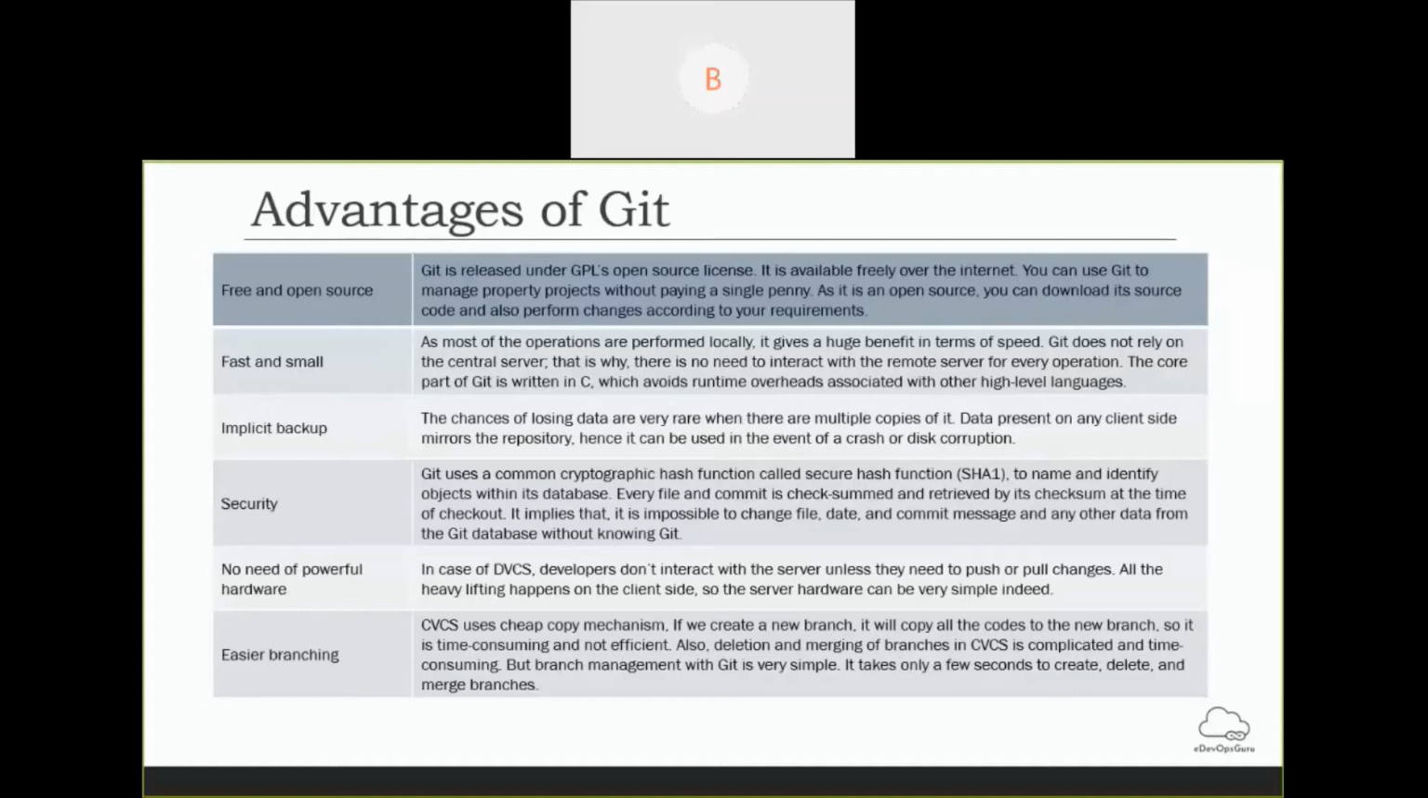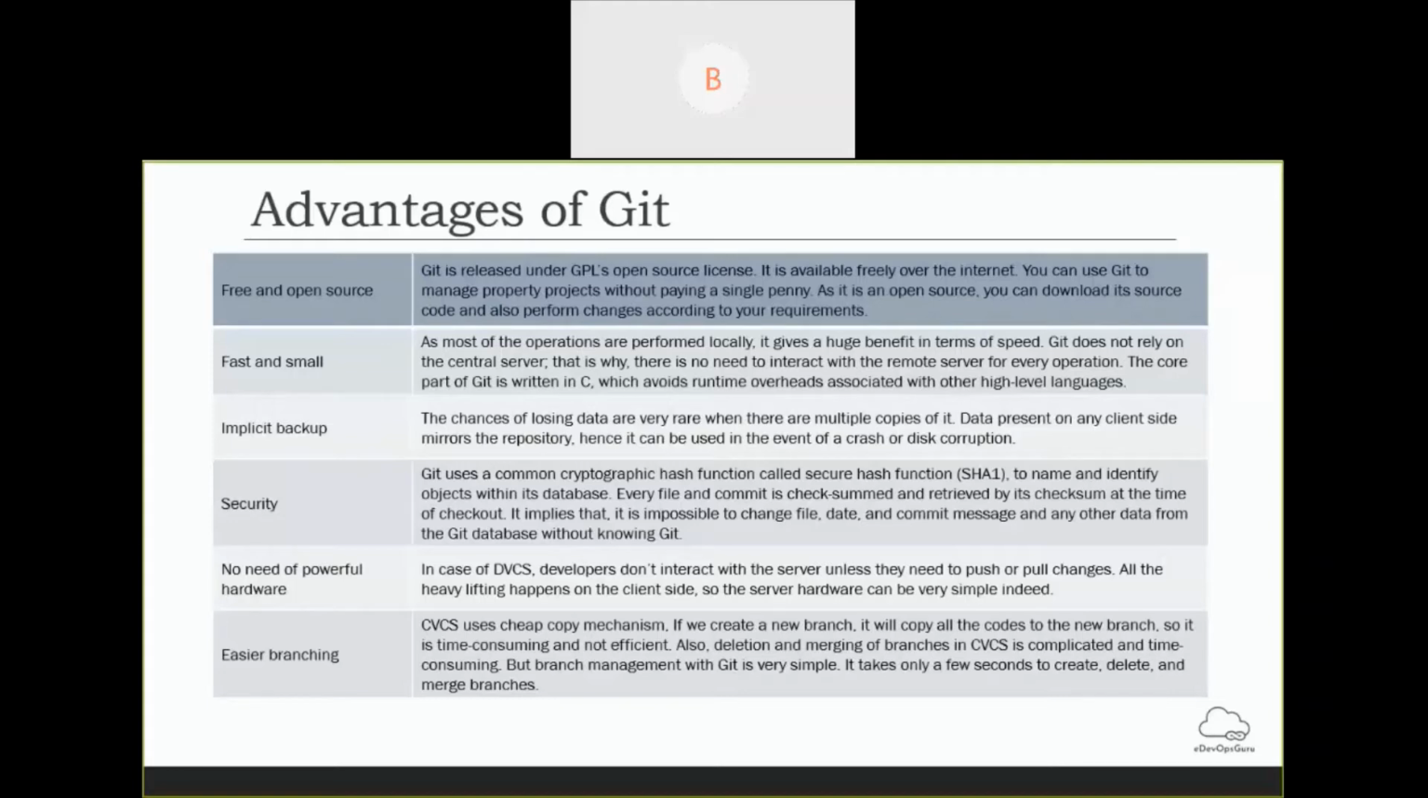Security. So we have the SHA-1 algorithm, which is creating the commit IDs. So this is very secure. Whatever the file change, delete, everything can be tracked through Git. So nobody can delete unless they have the credentials, and you can easily track that as well. No need of powerful hardware. For the central server, there is no need of powerful hardware because every processing is done in the local machine by each individual developer. So there is no heavy lifting required on the central server.